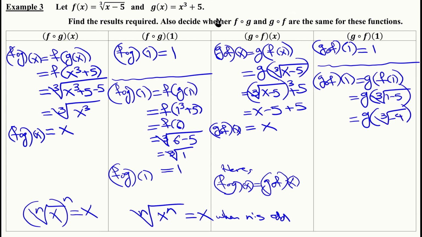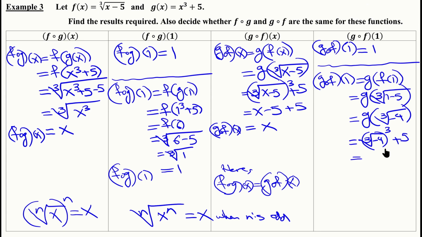So what does g do to an input? g takes the input, in this case x, cubes it and then adds 5. So whatever you feed this machine, g will cube it and then add 5. So what are we feeding it now? We're feeding it the cube root of -4. So what is it going to do to that? It's going to cube it, right? And then add 5.